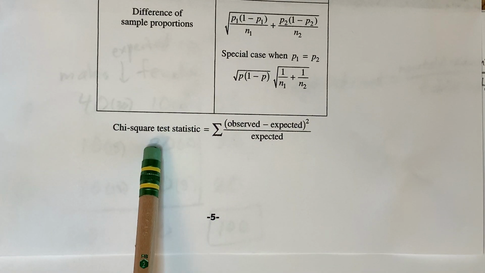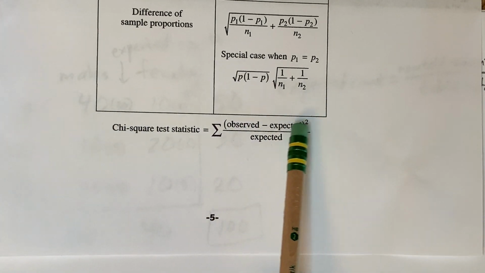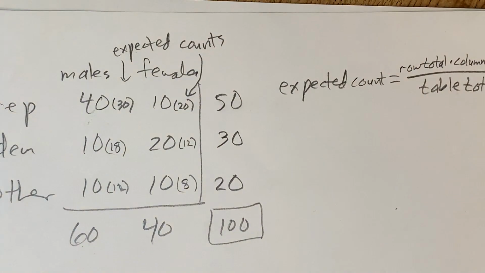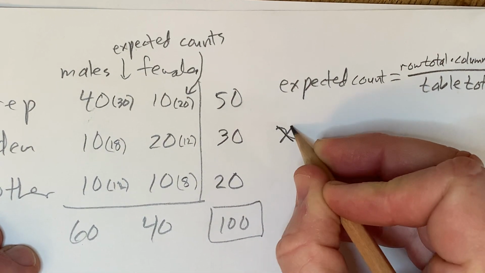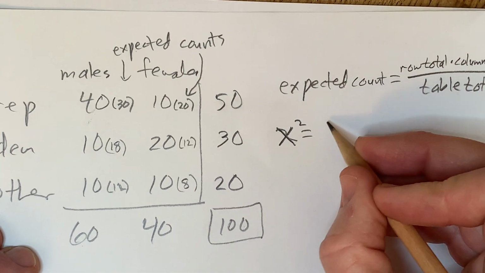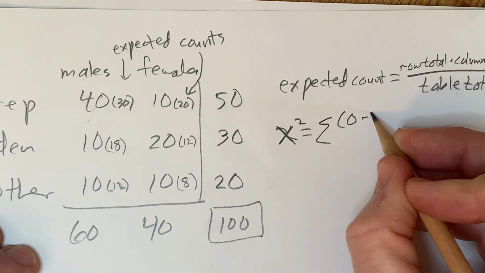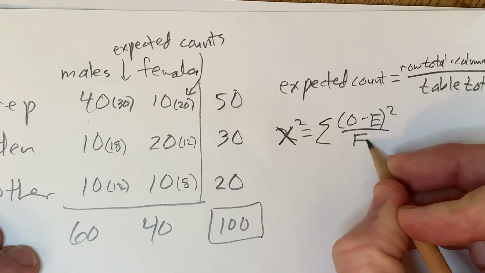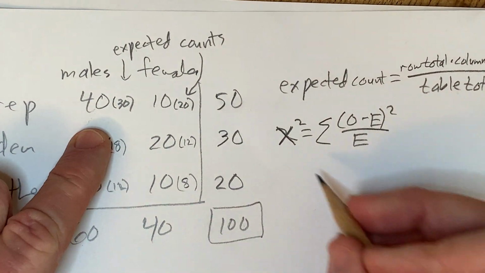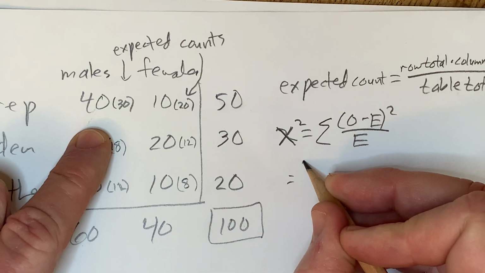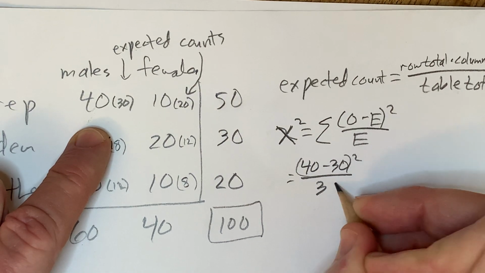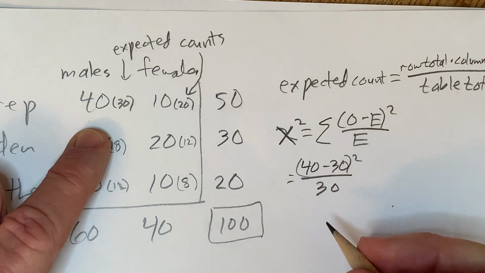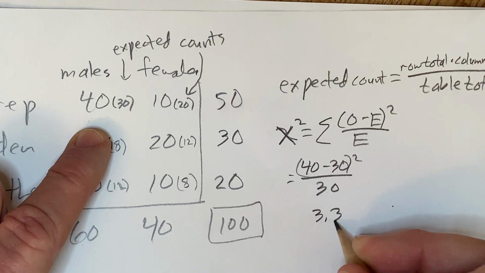There's the formula for our chi-squared test statistic. It's the observed value minus the expected over the expected. So let's calculate this thing out. For each of these 6 cells, our chi-squared test statistic is equal to the sum of the observed minus the expected squared over the expected. If we're doing this by hand, we would start here. That's going to equal 40, the observed, minus the expected, 40 minus 30 squared over 30, and that, as it turns out, is equal to 3.3 repeating.